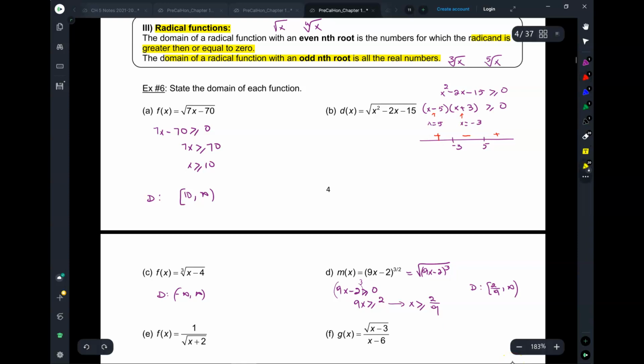I want the values of x which make the integrand positive. That's this region and this region. So how do I write that? Negative infinity to negative 3, and 5 to infinity.